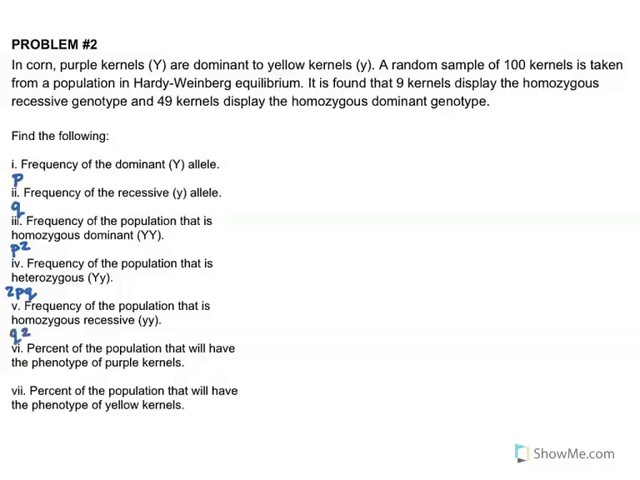Percent population that will have phenotype purple kernels, it's still purple kernels and yellow kernels as far as being dominant recessive. That's going to be homozygous dominant plus heterozygous for purple, just homozygous recessive for yellow. Same information, different values. Let me go ahead and get to it. Purple kernels, Y. Yellow kernels, lowercase, that is recessive.